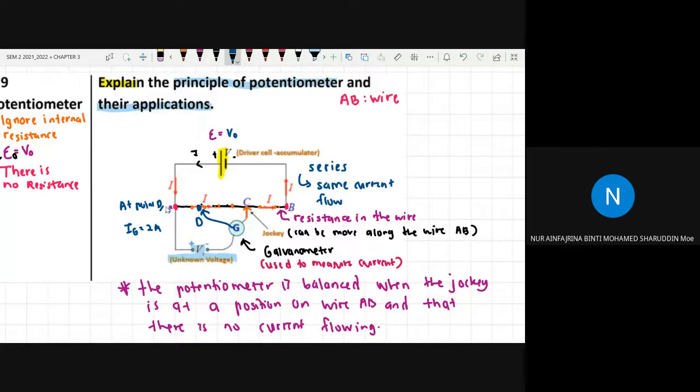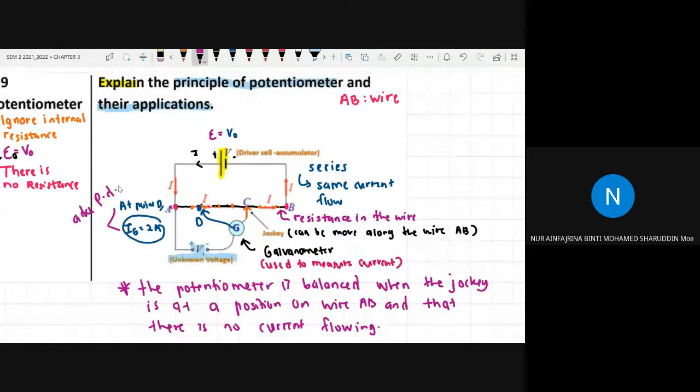Okay, that means you have potential difference. Maksudnya dia kena ada potential difference. In order for you to have current, you kena ada potential difference. I repeat, bila Miss move my jockey here to point D, dia ada reading of the galvanometer. So dekat point D ni ada reading of galvanometer, so meaning there is potential difference. Miss tulis PD je. So that's why dia ada current.